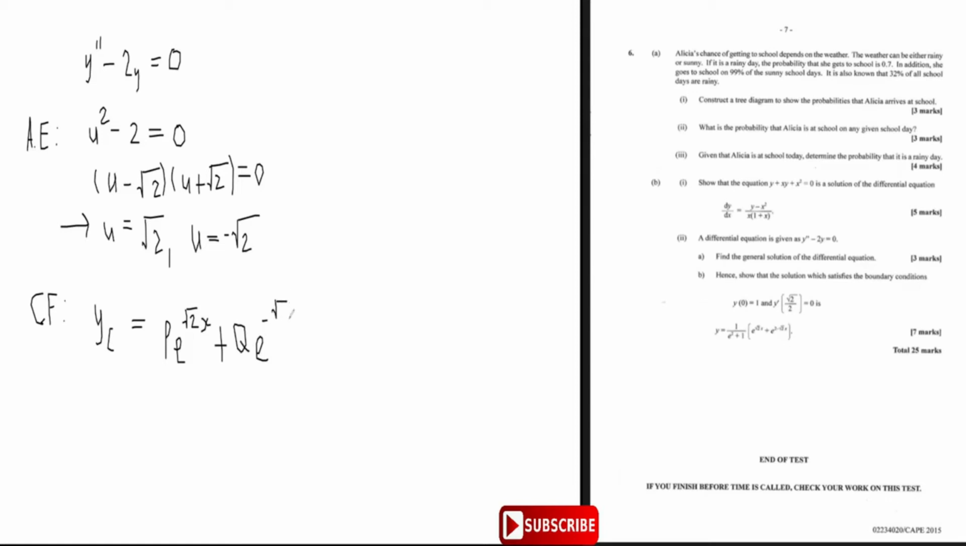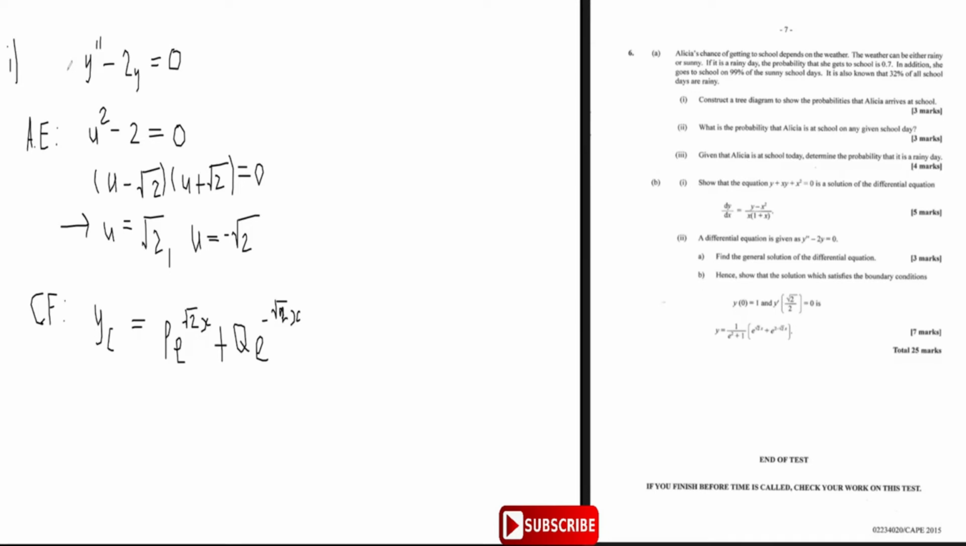All right, that is our general solution, minus root 2x. So that takes care of part I. Nice. Now let's look at the next part of the question.